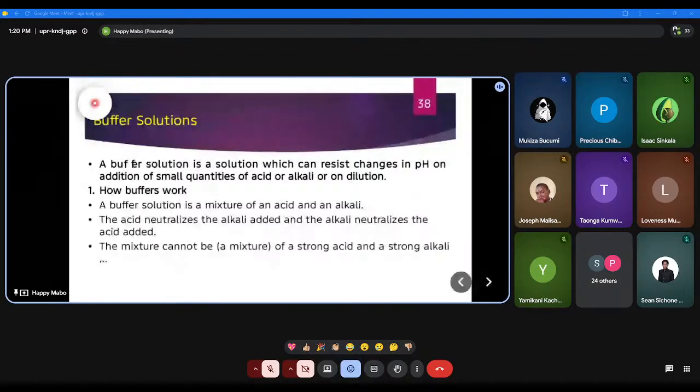The mixture cannot be of a strong acid and a strong alkali. Take note of another condition. Do not try to create a buffer solution using a strong acid and a strong alkali. Otherwise, they would simply react with each other and form a salt and water, and it will not be able to perform its desired function as a buffer.